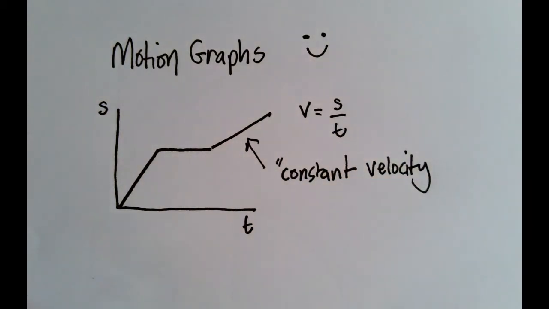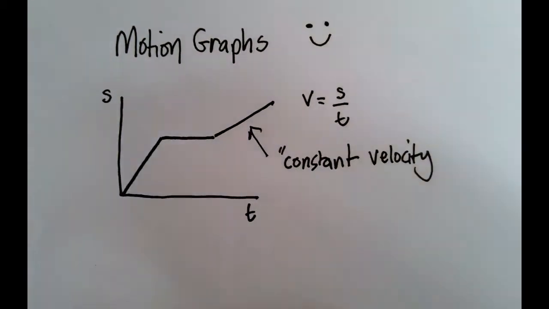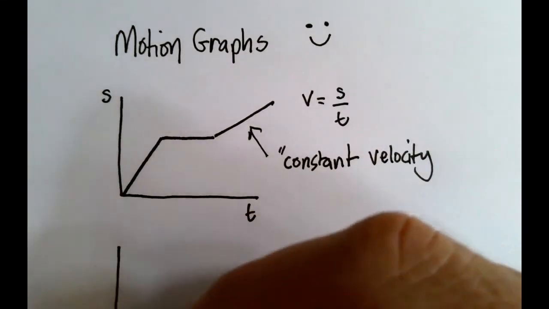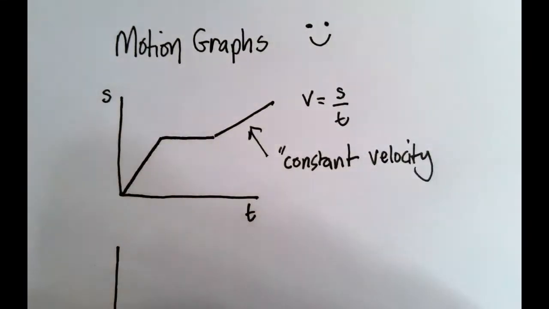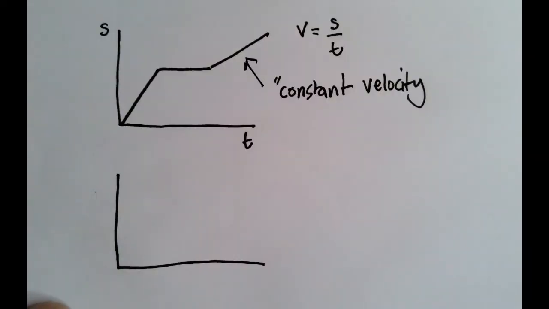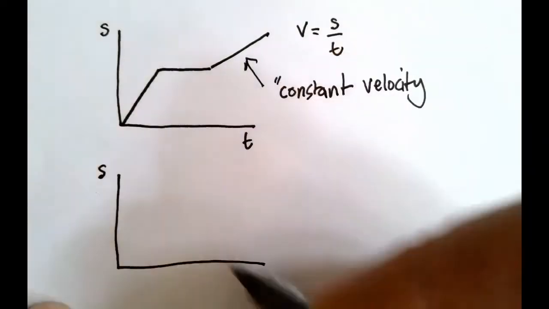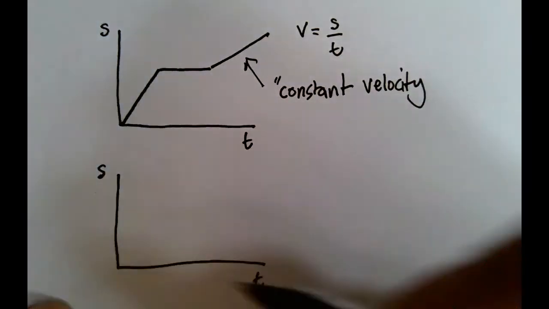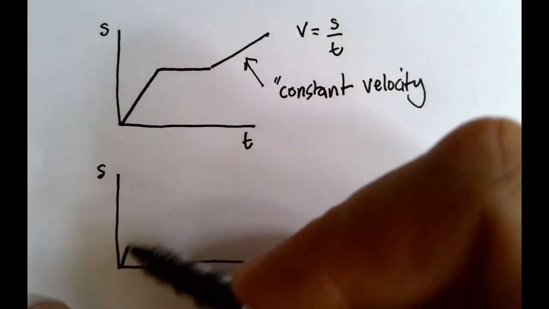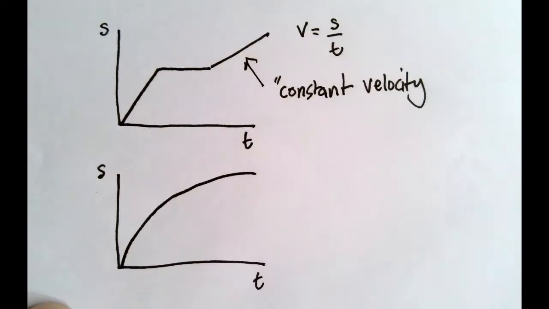There isn't that much else to talk about with this. What you might be asked to look at is a similar graph, and I'll just draw it underneath, but for something that's changing velocity. I'll just move that up slightly. So this is a displacement time graph again, but this time you might have a curve like this.